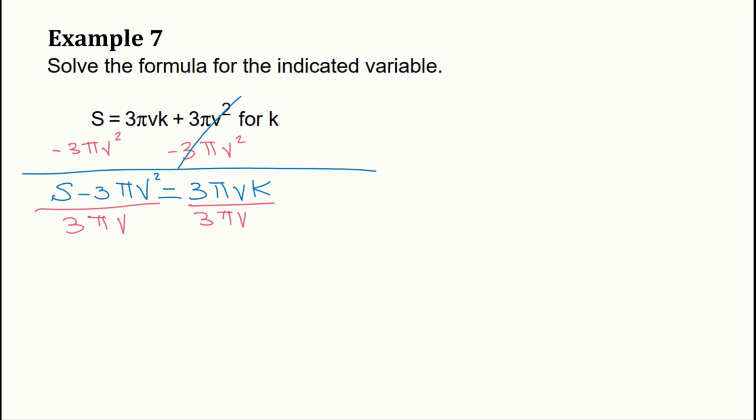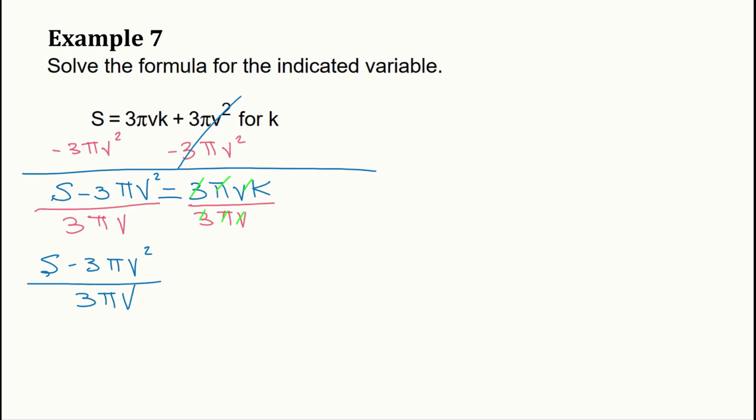So we end up with only k on the right side because everything else cancels out. The 3's cancel out, pi's cancel out, v's cancel out. And on the left side, we have s minus 3 pi v squared over 3 pi v.